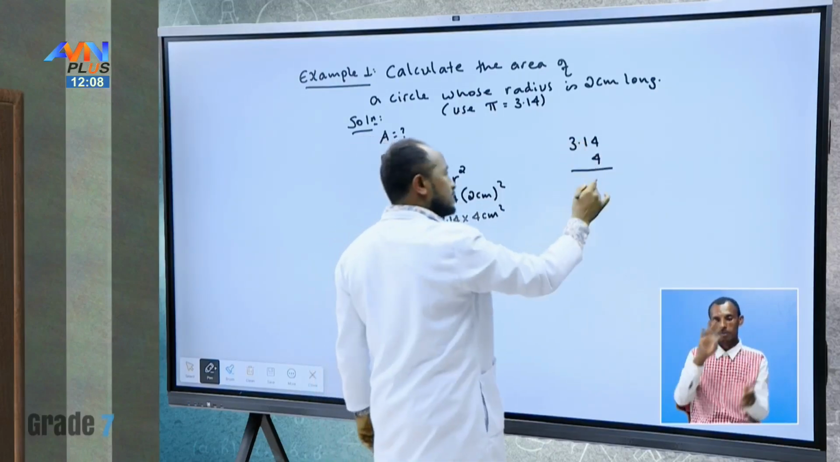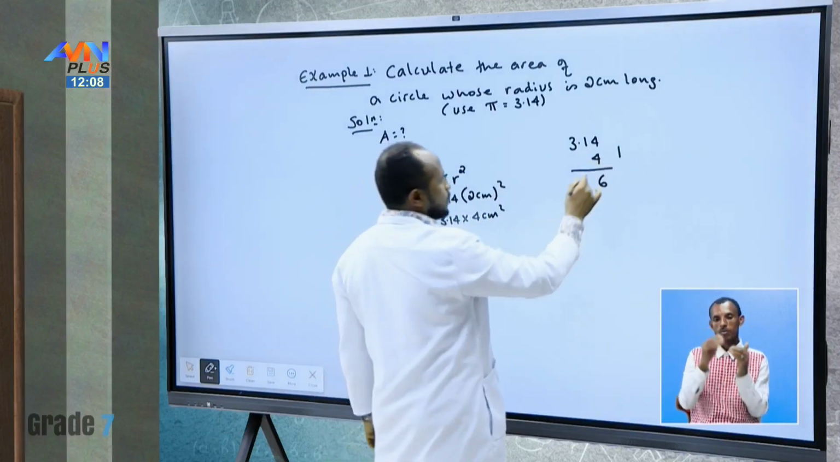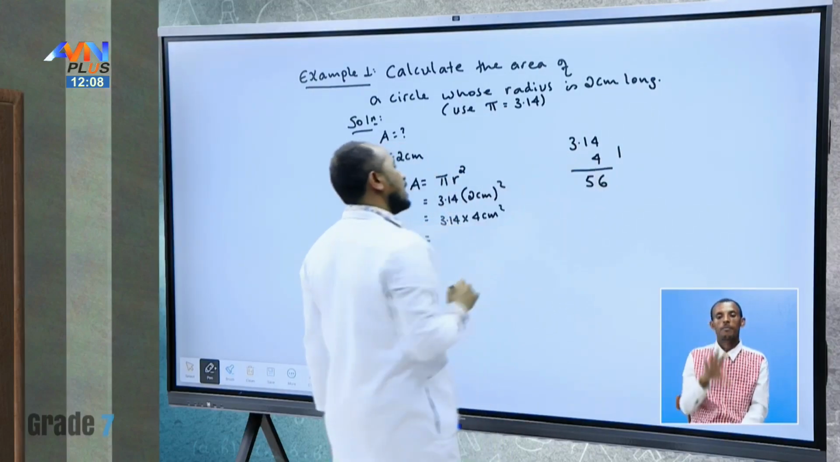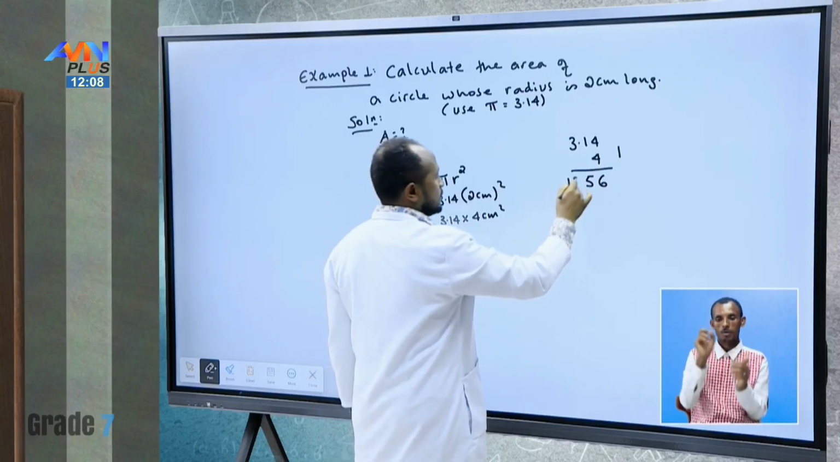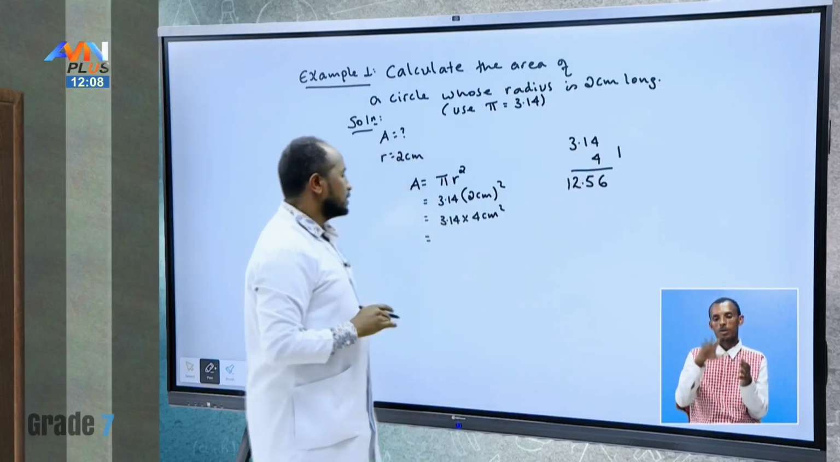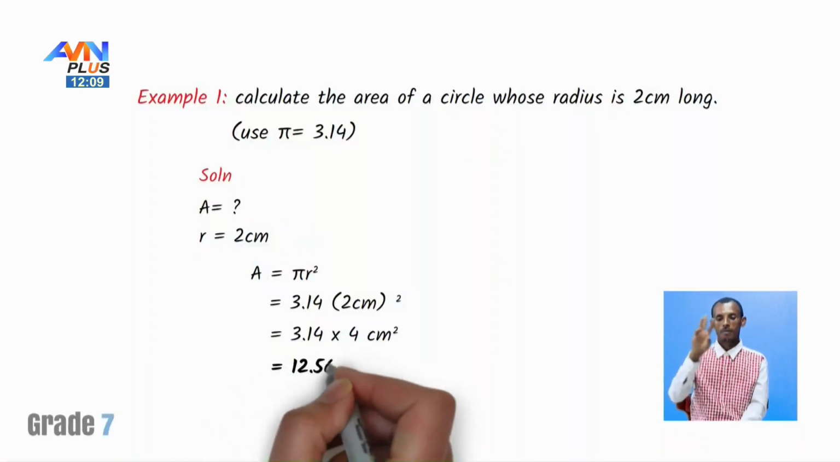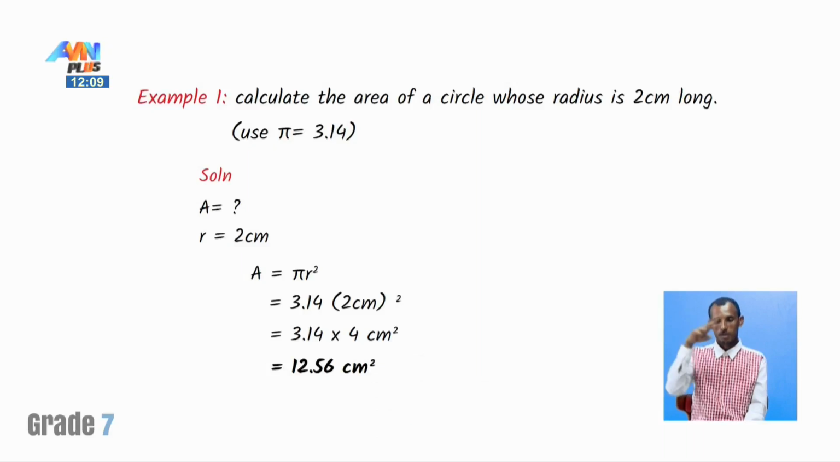4 times 4 is 16. 4 times 1 is 4, plus 1 is 5. 4 times 3 is 12. Therefore, after the decimal we have 2. You have this one, it is 12.56 centimeters square, which will be the area of the circle.